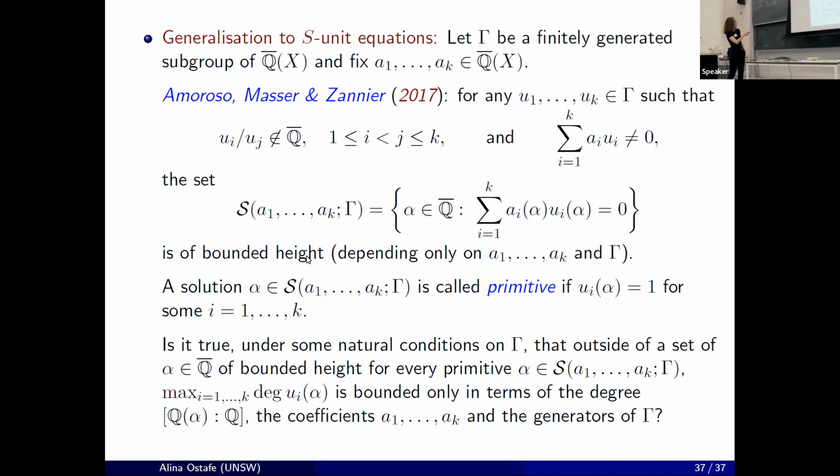And let me also call that a solution alpha in this set is called primitive if ui of alpha is 1 for some i. Then the question is, is it true under some natural condition on your group that outside of a set of bounded height, for every alpha in this set, the maximum of the degrees of ui is bounded only in terms of the degree of alpha and the coefficients? So this will be the generalization of the previous result for linear recurrent sequences.